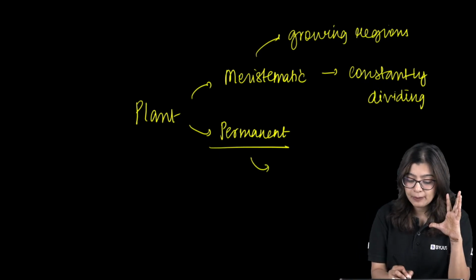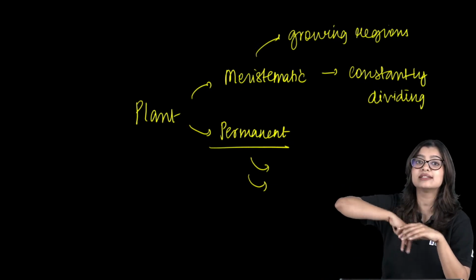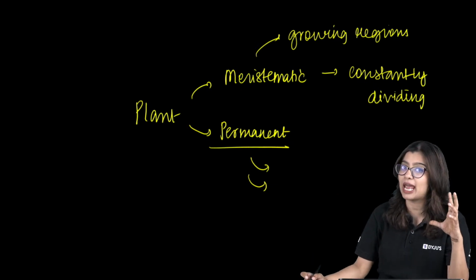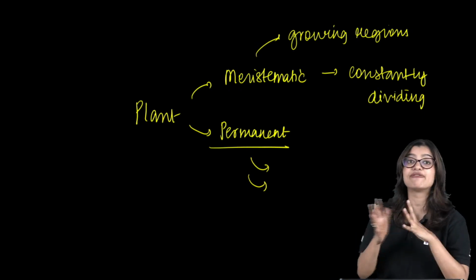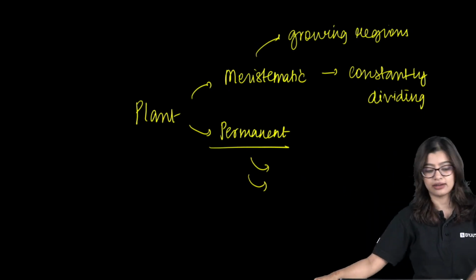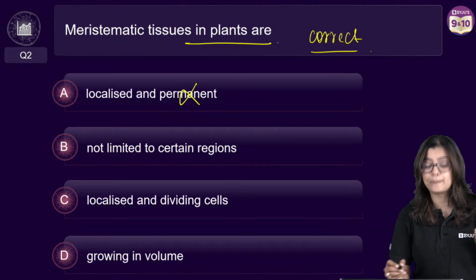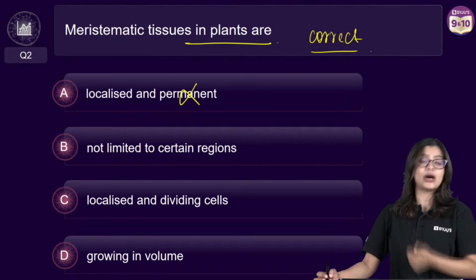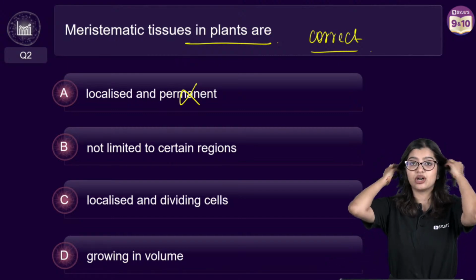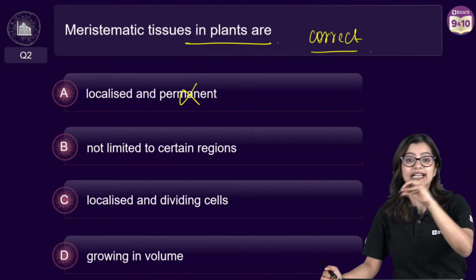But mainly, although they are found in such regions, they don't have a specific shape, size, or a specific function to do. Their function is to just keep dividing and dividing. So they are relatively unspecialized. I cannot use the word permanent, because anywhere the term permanent comes into the picture, it means they have a specific shape, size and function.